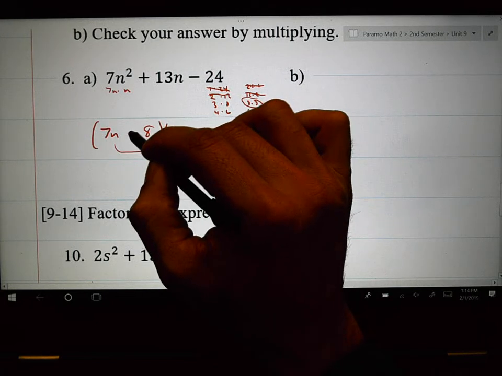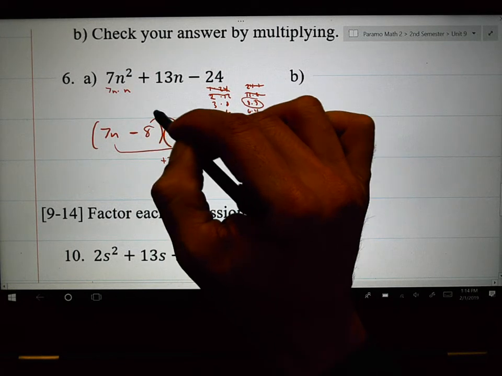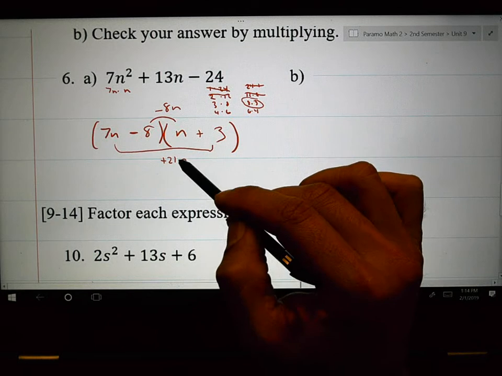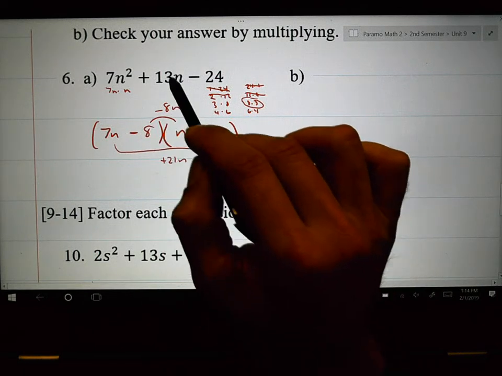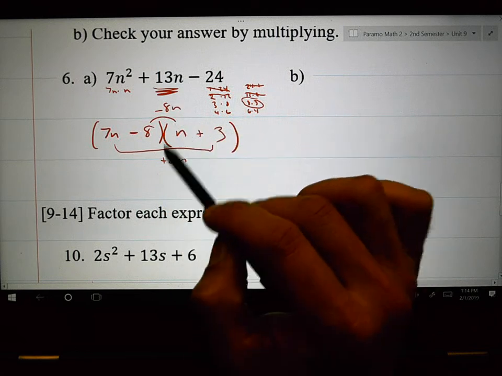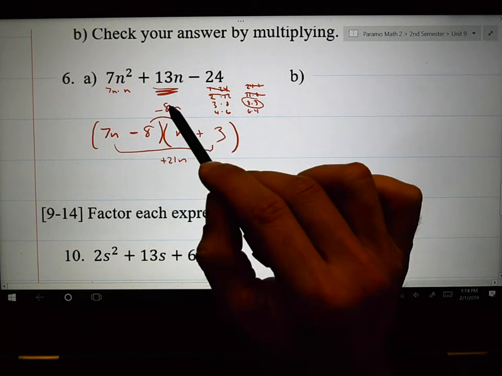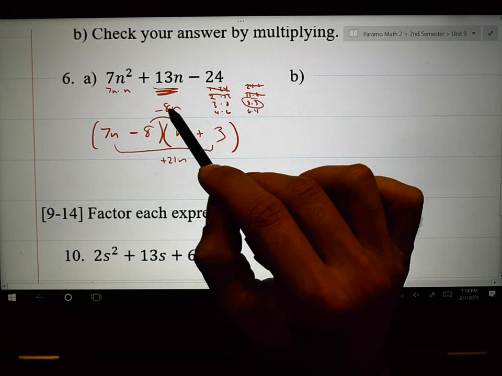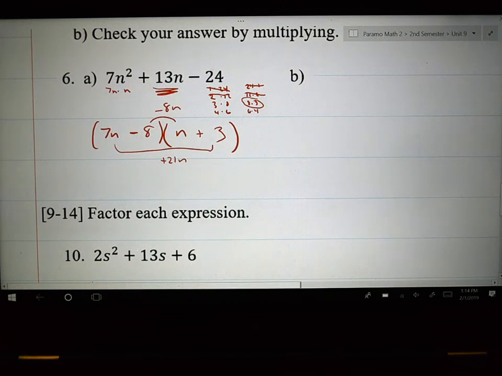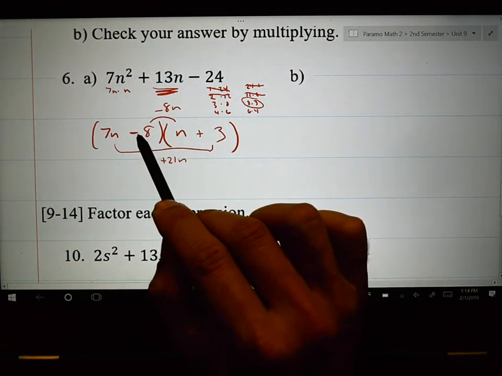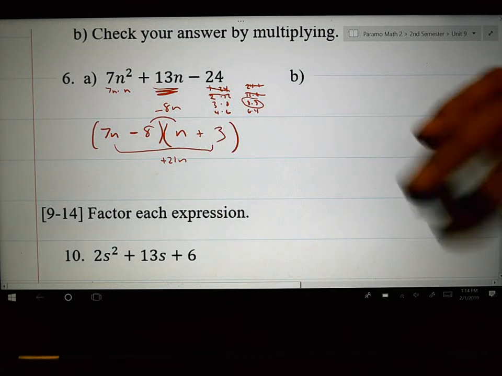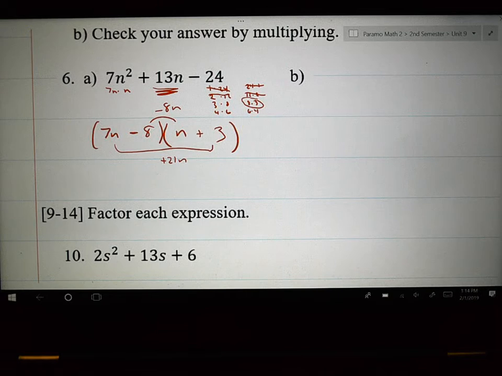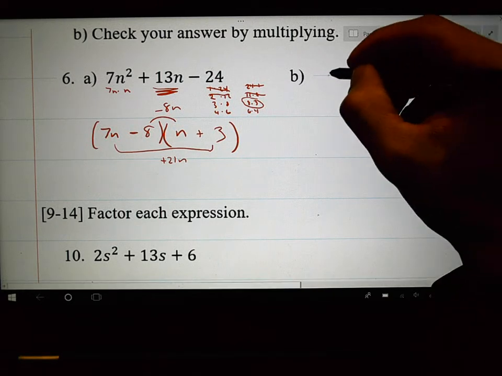If that was negative and this was positive, the O, the outside, plus the inside together should make this middle term. 21n take away 8n should be 13n. And then, does this times that equal that? If it does, you have found the right combination. You have unlocked the prize. That's the whole goal. The goal is to figure out what times what equals what.